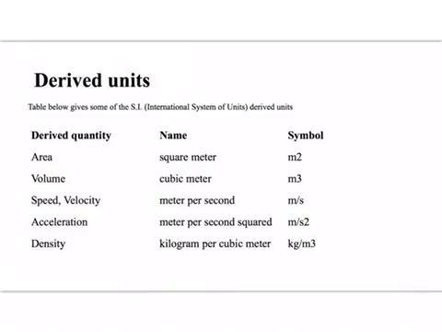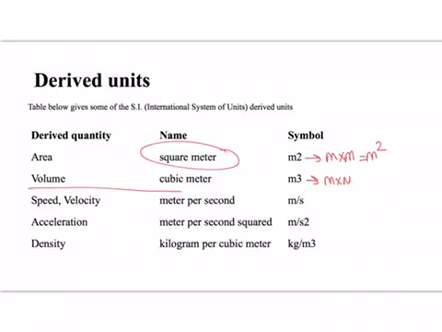Now here we have the derived units. The table below gives the SI, which means the International System of Units, derived units. Area, for example, the unit of area is square meter. How do you get it? You multiply meter by meter, so you get meter squared. The unit of volume is cubic meter. How do you get it? You multiply meter 3 times, so you get the unit meter cubed.